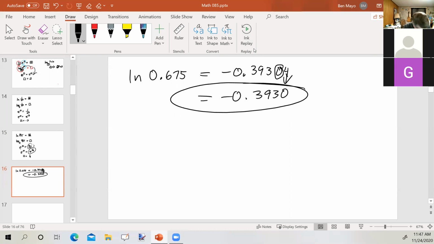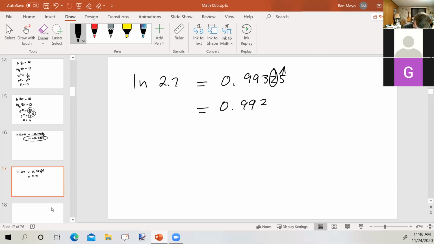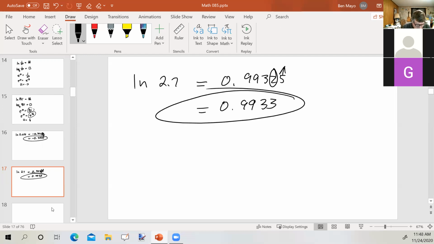Yes. Okay. How about the natural log of 2.7? I'm getting 0.99325. So rounding at the 2, the 5 would round up, 0.9933.